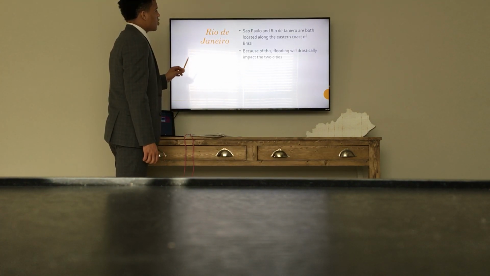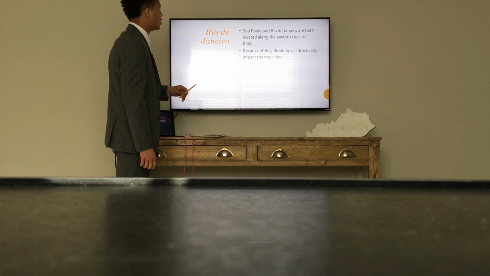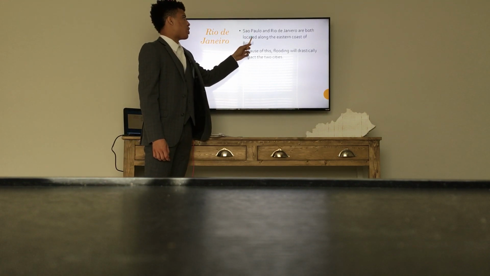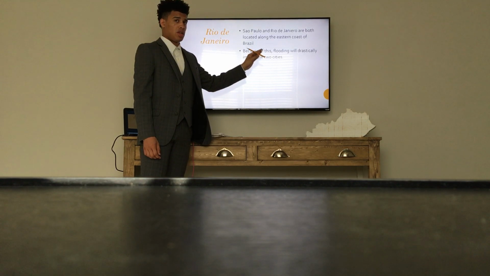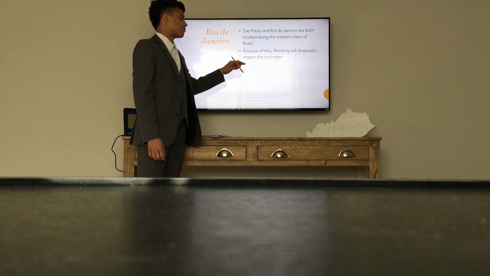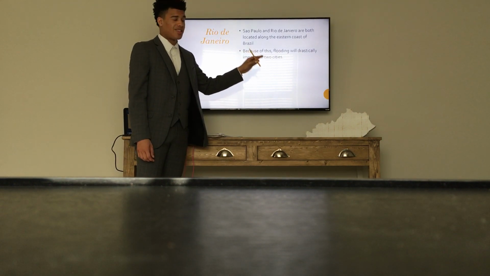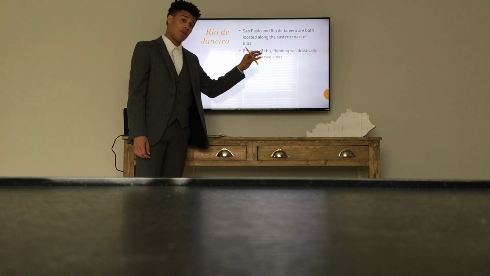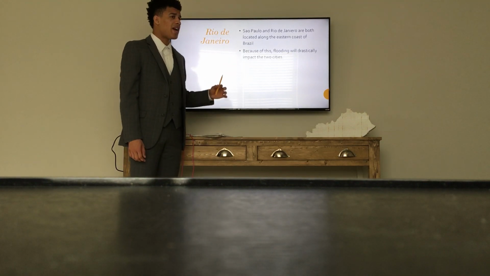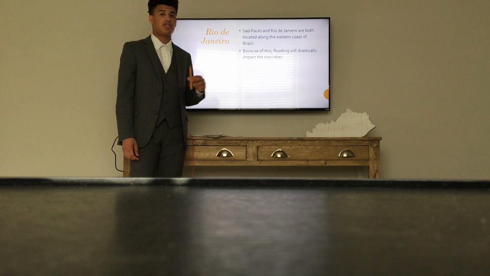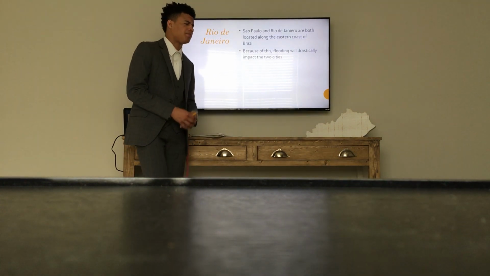And talking about Sao Paulo and Rio de Janeiro again, they're both located along the eastern coast of Brazil, as I showed earlier. And so when you think about the East Coast, right beside a large body of water, right beside an ocean, as you can imagine, this is drastically going to affect the flooding, being right beside an ocean.